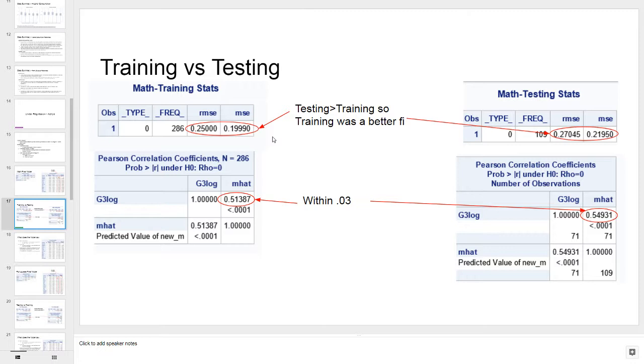So for my training versus testing, as you can see, my testing values for MSE and RMSE were greater than my training values, and we are looking for as low as possible for both those values. This does mean that my testing was worse than my training when fitted to this model, which makes sense because this model was built based around the training set. As far as my R squared values go, both are within 0.03 of each other, meaning that this model didn't have any overfitting, and it was a good model in that sense.